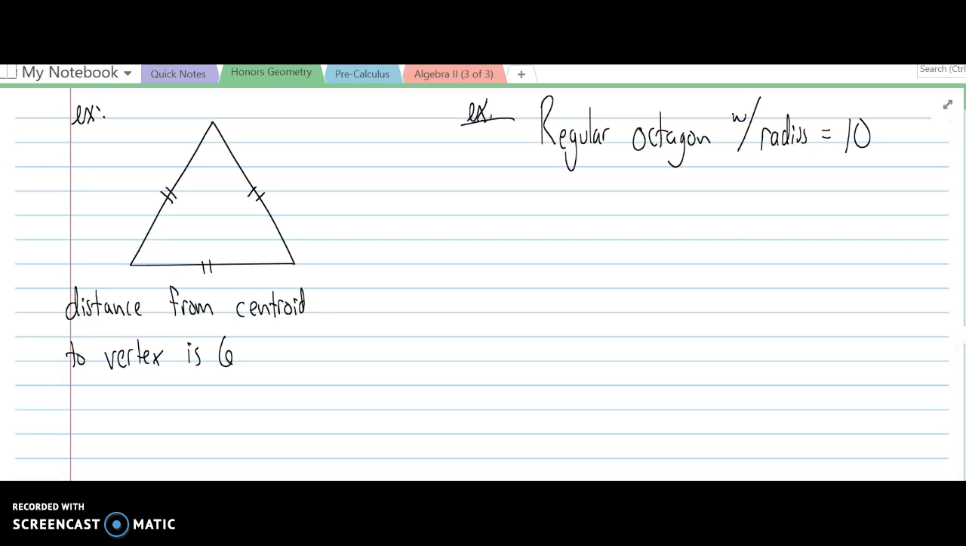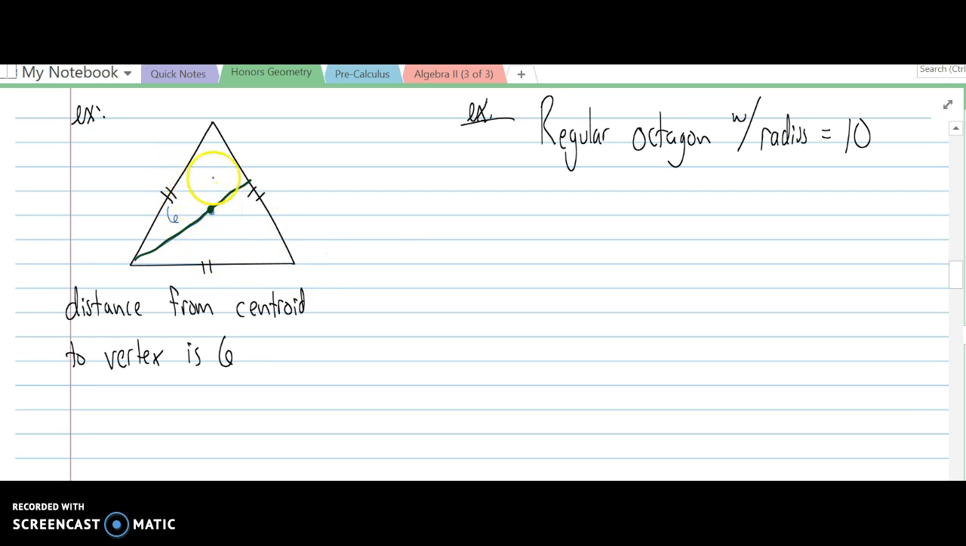Here's our next example. We have a regular triangle. The distance from the centroid to a vertex is 6. Because this is a regular triangle, it's a centroid, it's an in-center, circumcenter, it is everything, which means it has some special properties about it. If I were to extend that length, this segment would not only be a median, it would also be a perpendicular bisector, but where the medians intersect would be the centroid.